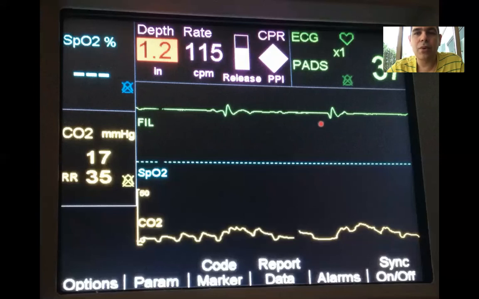In this middle row here, you will see the word FIL, that stands for filtered. And what you're looking at would be the filtered ECG. So this is the ECG reflecting the underlying rhythm, taking away the artifact that you see when you're doing chest compressions. And on the left-hand side of the screen, you would see the respiratory rate as well as the end tidal CO2. So as mentioned earlier, if you see a perfusible rhythm together with a rise in end tidal CO2, that will prompt you to stop CPR and do a rhythm check.